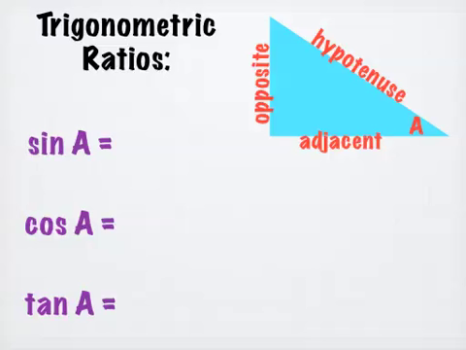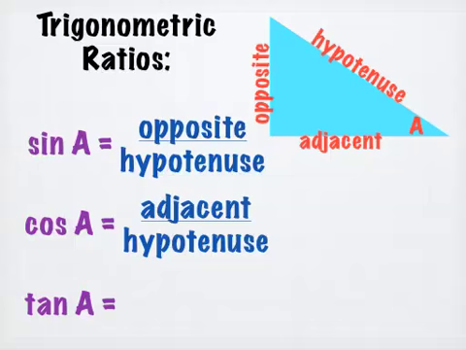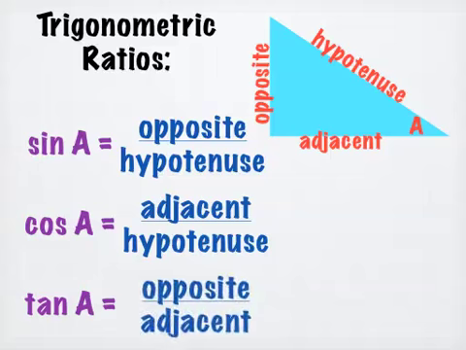Notice I have sine of A equals. A is going to be referring to the angle. So the sine of angle A, and the sine of any acute angle of a triangle, is going to be the length of the side opposite over the length of the hypotenuse. The cosine is going to be the length of the side that is adjacent over the length of the hypotenuse. And then the tangent is going to be the length of the side opposite over the length of the side adjacent.